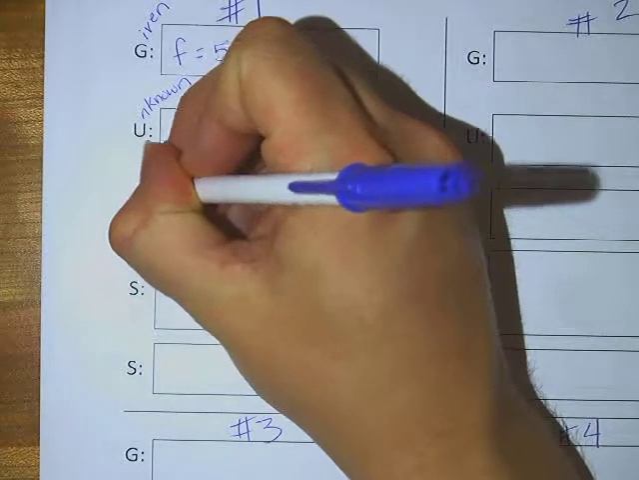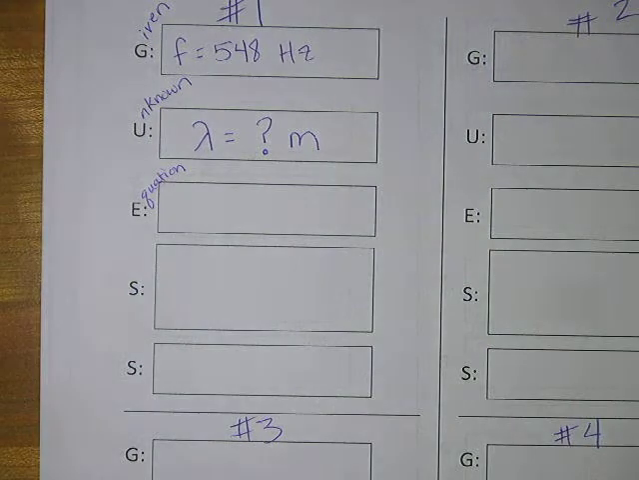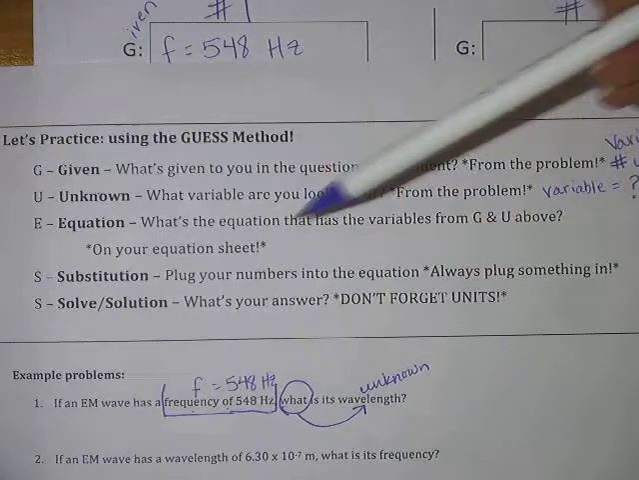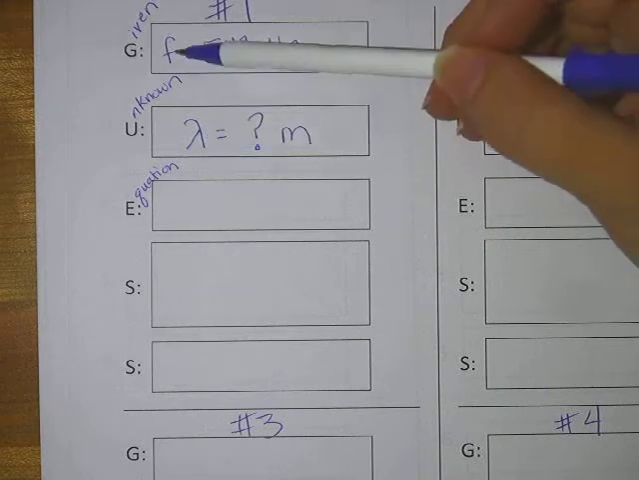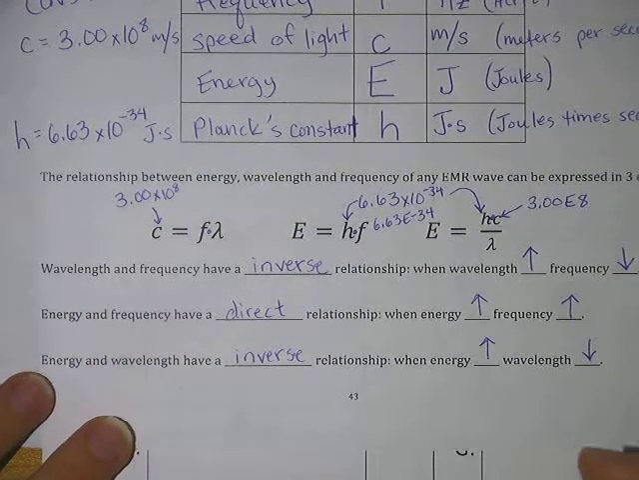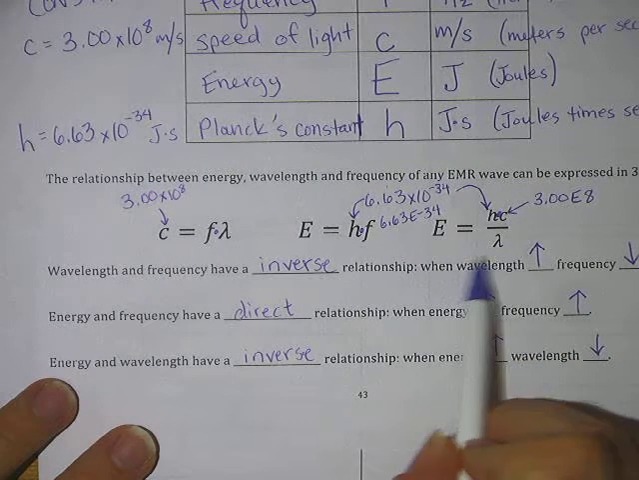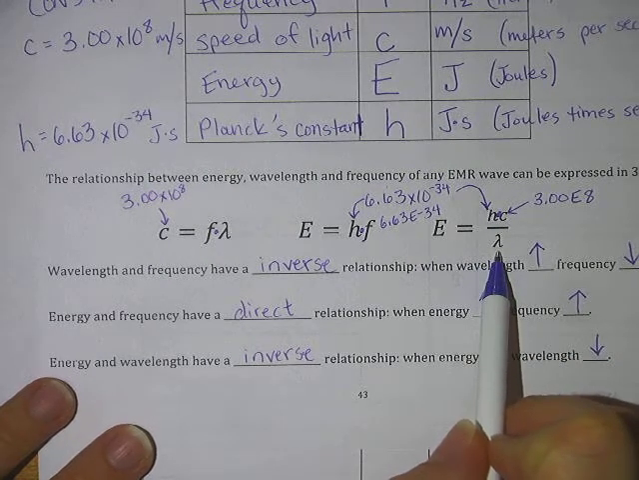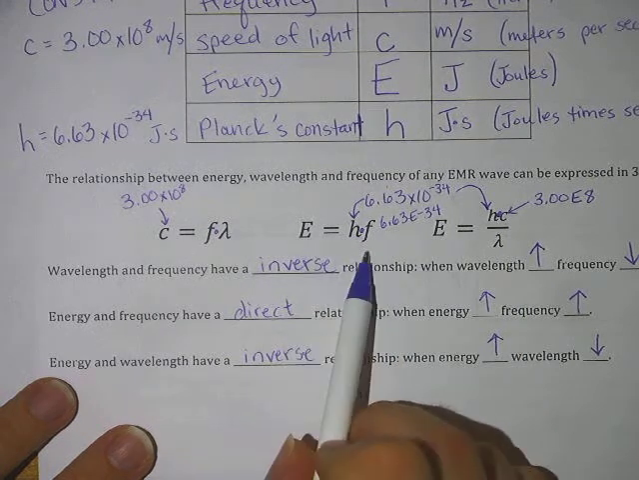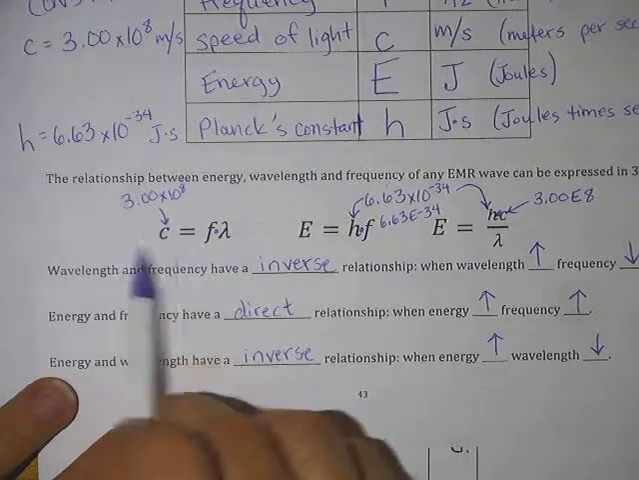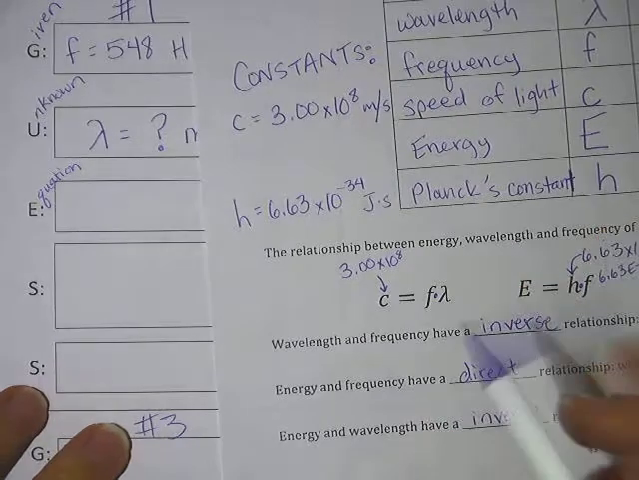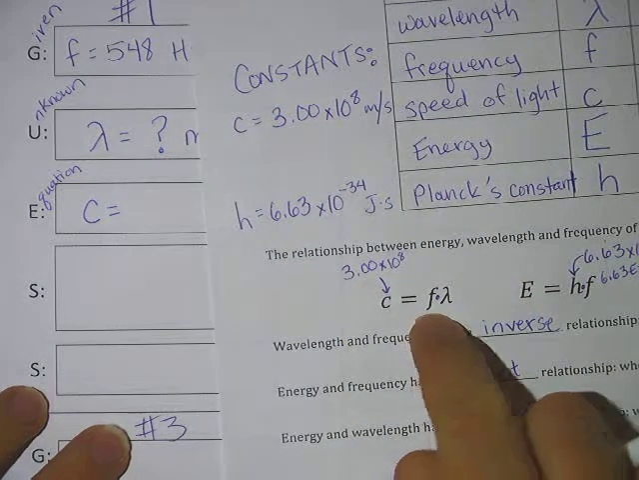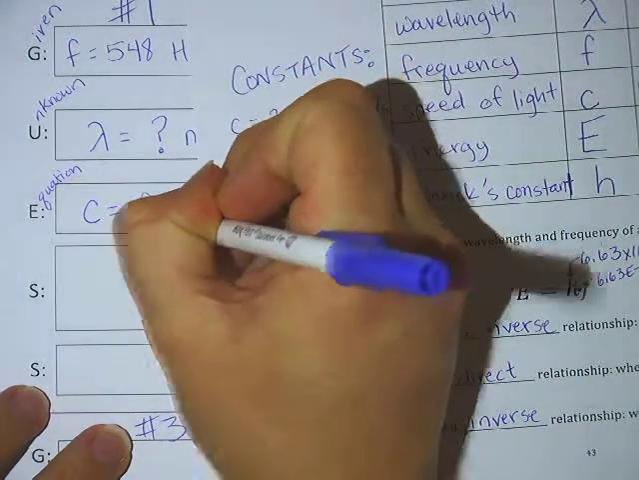Now this E box is where the equation goes. You look on your equation sheet, what is the equation that has the variables from G and U above? So in my G box and in my U box, I have an F and I have a lambda. I need to look at my three equations and decide which one has both F and lambda. This one on the end has a lambda, but it does not have an F, so I can't use this equation. The one in the middle has an F, but it does not have a lambda. I can't use that one either. But this very first one has both F and lambda. So this is the equation I need to use for this problem. And I am going to copy that equation directly into my E box. C equals F lambda, or F times lambda. Just like that.